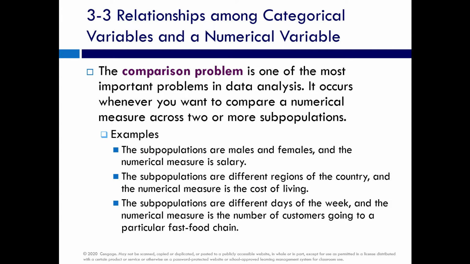Relationships among categorical variables and numeric variables. The comparison problem is one of the most important problems in data analysis. It occurs whenever you want to compare a numeric measure across two or more subpopulations. For example, the subpopulations are males and females, and the numeric measure is salary. Or the subpopulations are different regions of the country, and the numeric measure is the cost of living. Or the subpopulations are different days of the week, and the numeric measure is the number of customers going to a particular fast food chain.